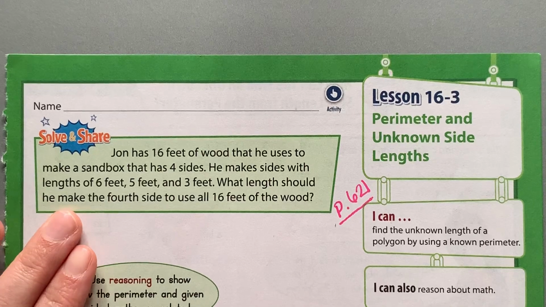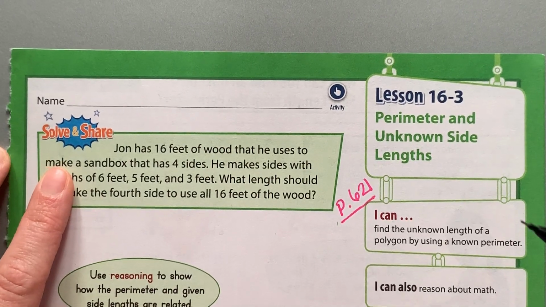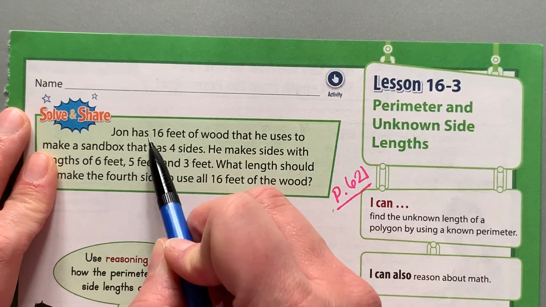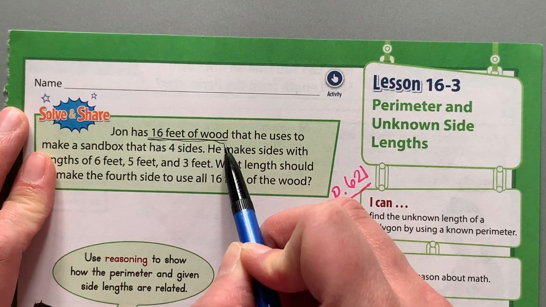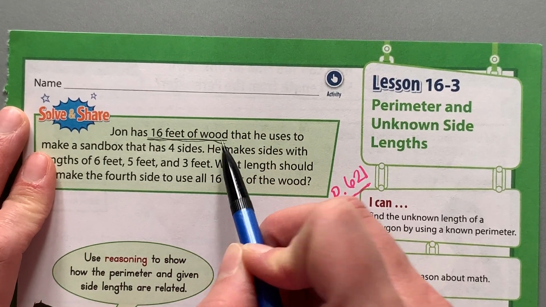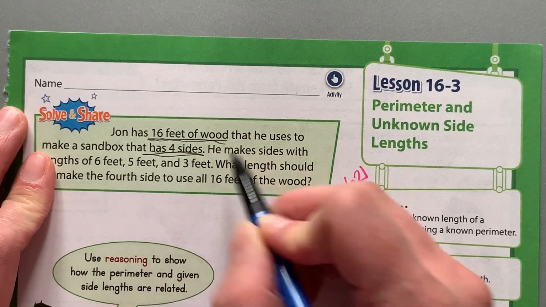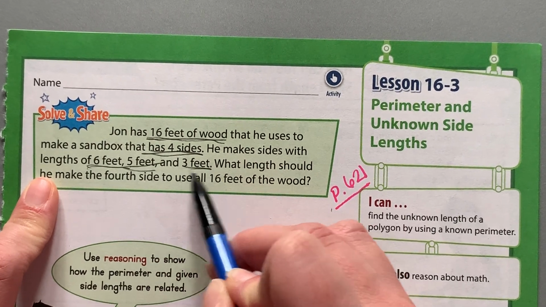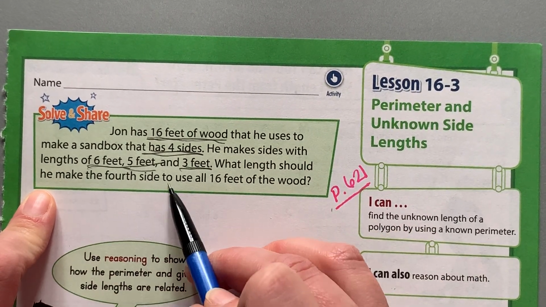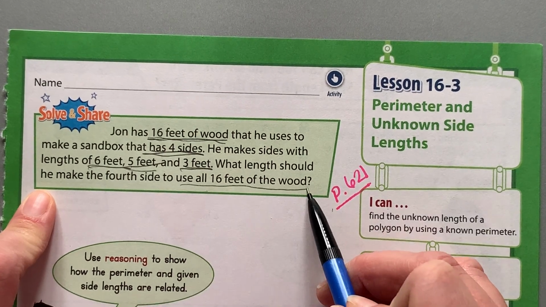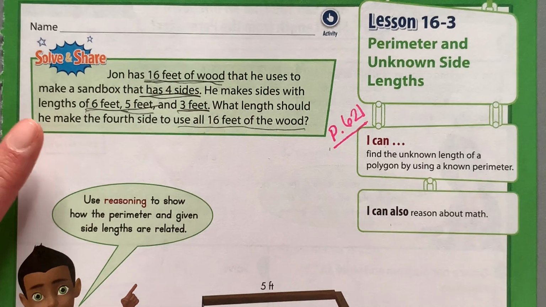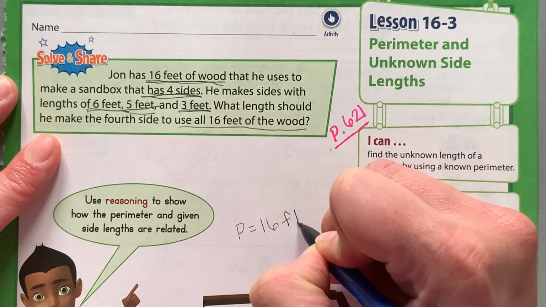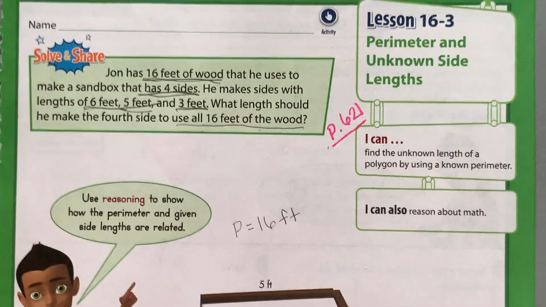All right, here's our first word problem. John has 16 feet of wood that he uses to make a sandbox. The sandbox has 4 sides. He makes sides with lengths of 6 feet, 5 feet, and 3 feet. What length should he make the 4th side to use all 16 feet of wood? So what that tells us is that our perimeter, P, should equal 16 feet because we want to use all 16 feet of wood.